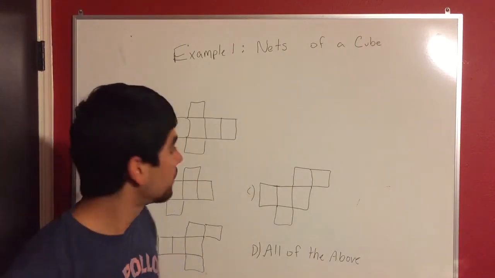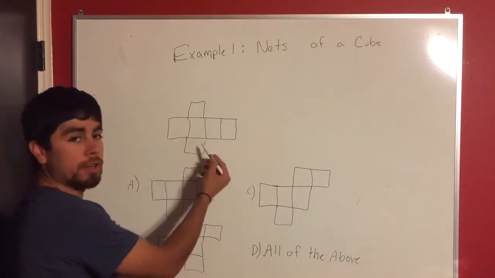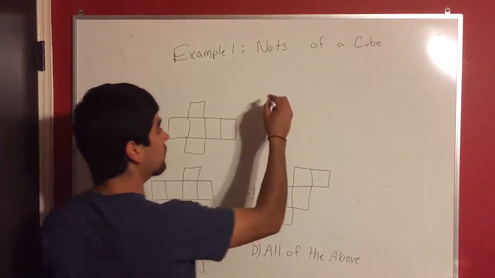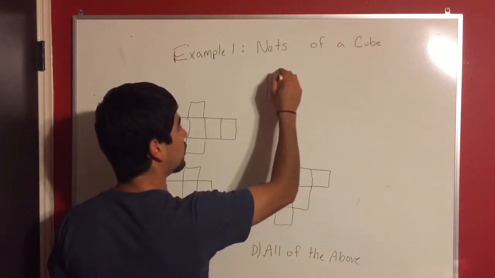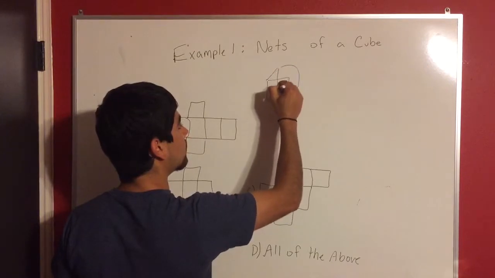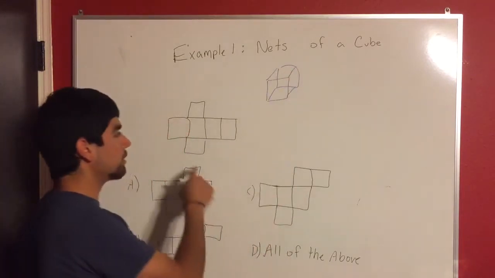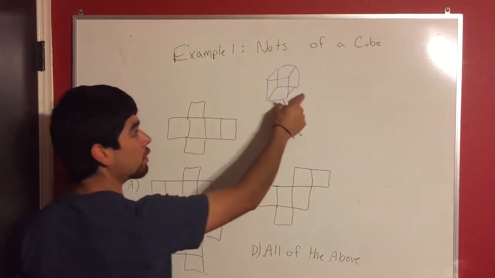A net is a pattern that you can cut out and turn into a shape. For example, this right here is a net of a cube. So when a cube looks like this, you can actually turn this net into one of these cubes.